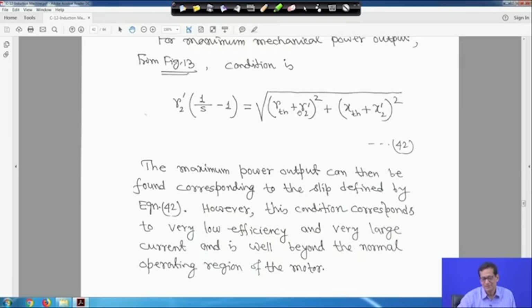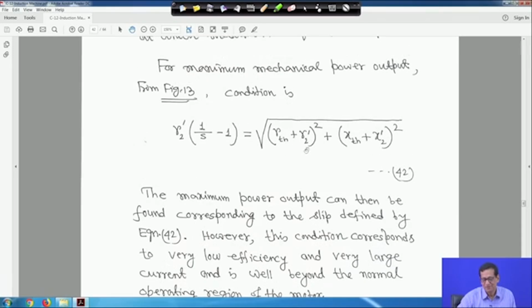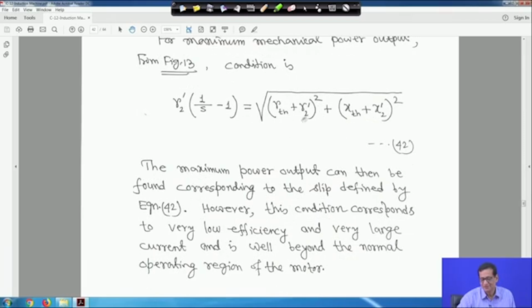Use the maximum power transfer theorem, go to figure 3, and from your intuition you can make it out. We have also seen that for maximum power transfer in a DC circuit, R load is equal to R Thevenin. Here also, because R2' is added and X2' is added, it is an AC circuit, so that is why the impedance part is there.